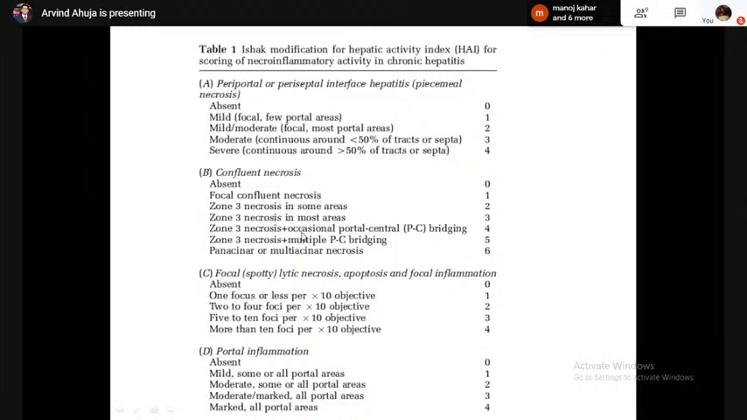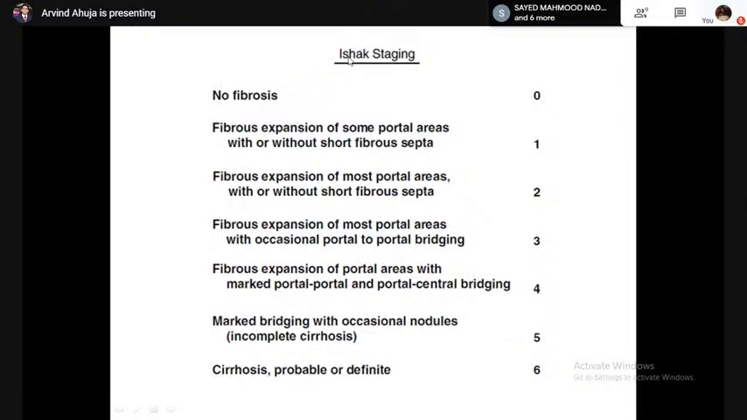So there are various scores: for confluent necrosis 0 to 6, for spotty necrosis 0 to 4, and for total inflammation 0 to 4. So you have to give a total score, which will be divided by 18. So the total score is 18, and you have to score depending upon the findings in the biopsy. Now we have the Ishak staging also, which is for fibrosis.